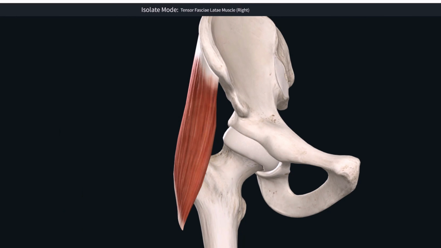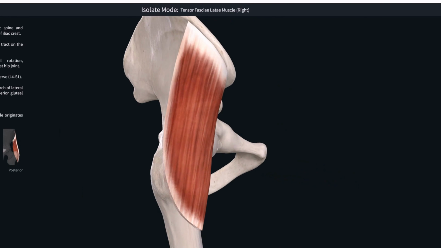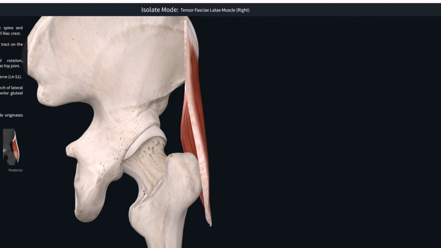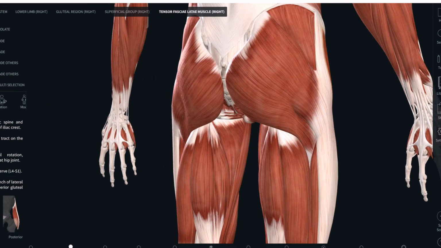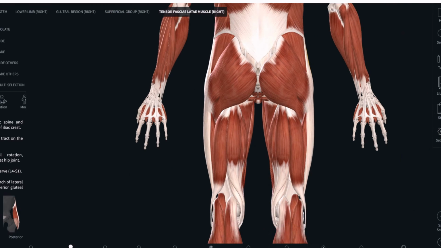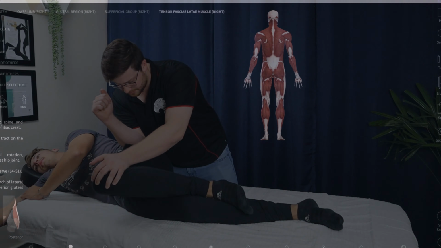So the TFL attaches to the front of the hip, like shown in this anatomy video, and it tends to dominate over glute max when people suffer from back pain, because then the force translates directly into the spine rather than through the glute region.